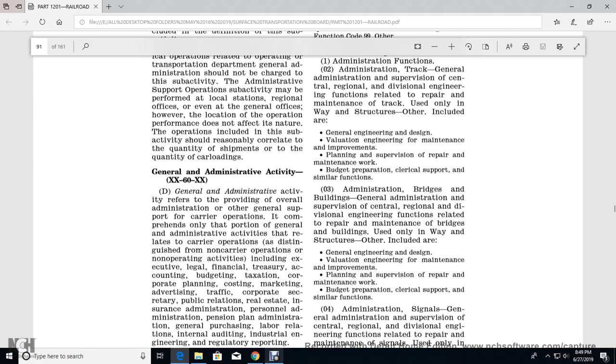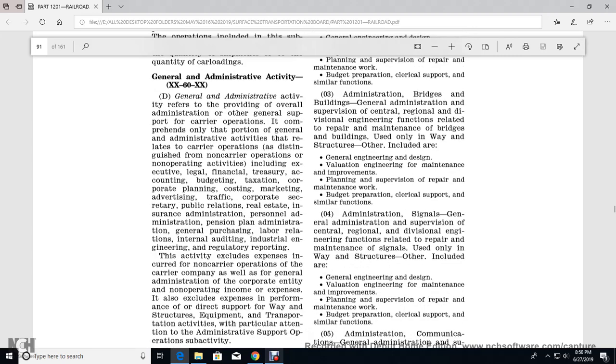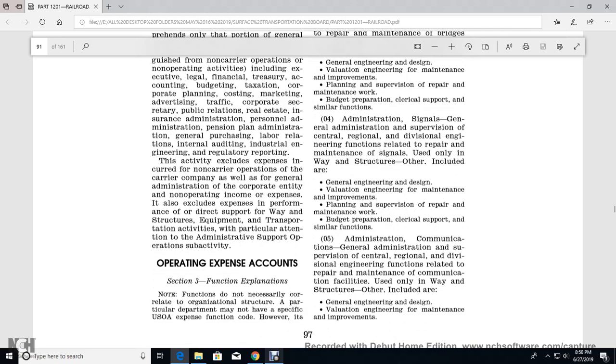The distinction of the non-carrier operation and non-operative activities includes exclusive legal and financial treasury with the accounting, budgeting, taxation, corporate planning, cost of marketing, corporate secretary, public relations, real estate, insurance, personnel administration, pension plan administration, general purchasing, labor relations, internal auditing, industrial engineering, and regulatory reporting activities. They exclude the expense incurred with the non-carrier operation of the carrier company, as well as the general administrative, corporate, and any non-operating income and expense. They also include the expense of performing the direct support, wave, service, structural equipment, and the transportation activity, with particular attention to the administrative support and operations sub-activity.